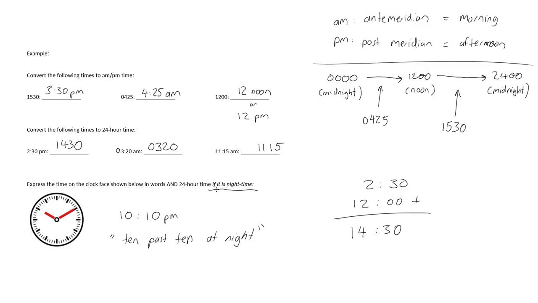And it's also asking for the 24-hour time. So you might remember when it's PM, to turn a PM into a 24-hour time, you add the 12 to the hours. So 10, 10 plus 12 is going to be 22:10. So our final answer here, it's 10:10 p.m. We write it in words. We have 10 past 10 at night, and our 24-hour time is going to be 22:10.